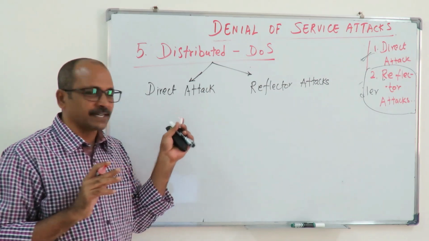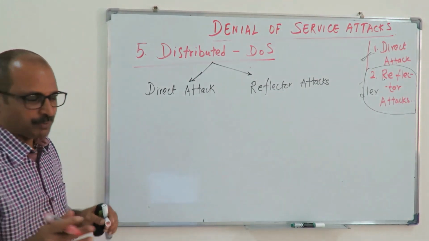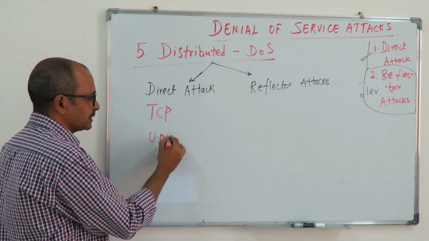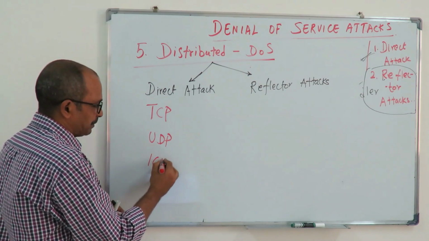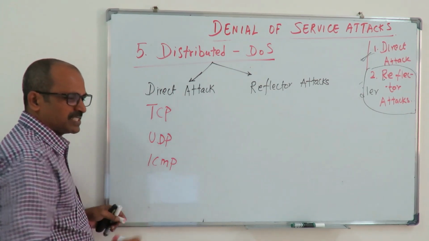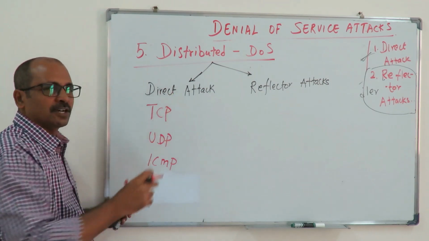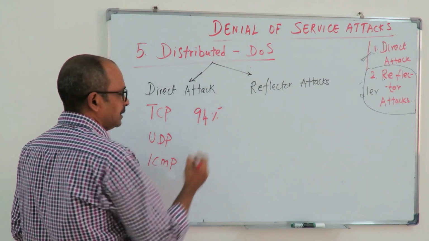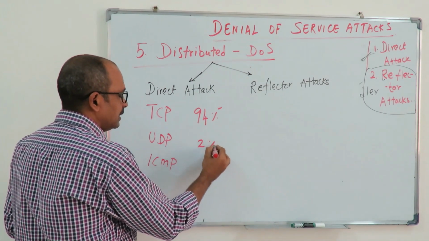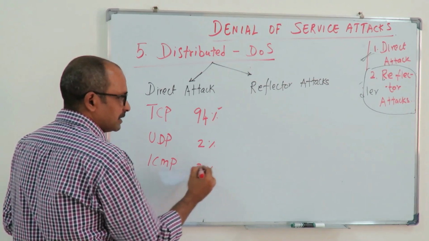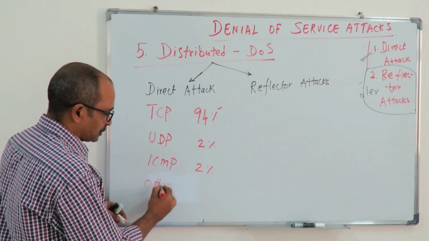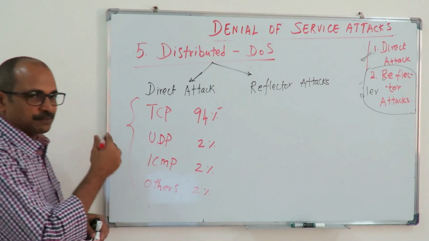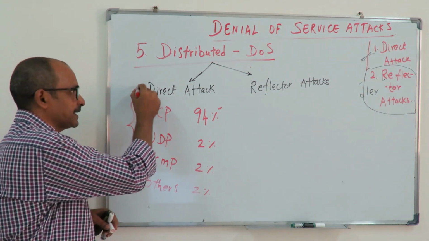In the direct attack, mostly three different types of protocols are used. One is the TCP protocol, that means the TCP SYN. The second one is UDP. The third is ICMP. Now we have some statistics. In the direct attack, almost 94% is TCP SYN packets, UDP is only 2%, ICMP is only 2%, and the remaining 2% is other protocols. So these are the different protocols used for the direct attack.